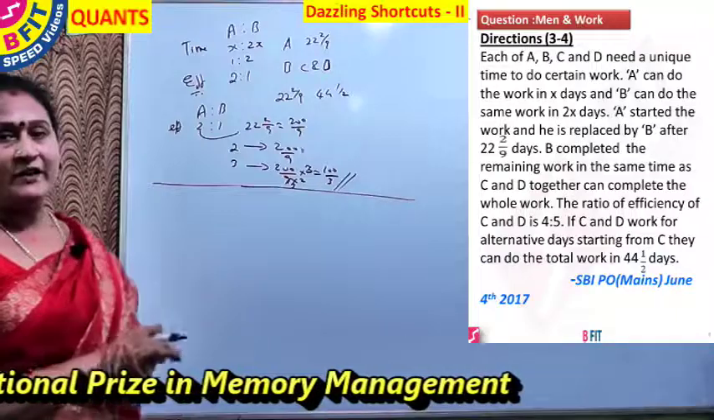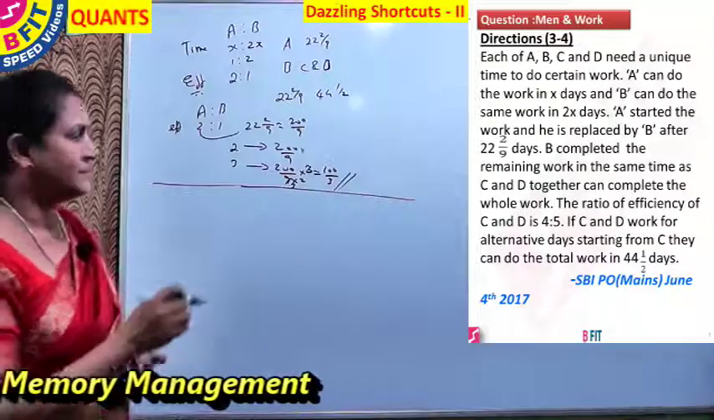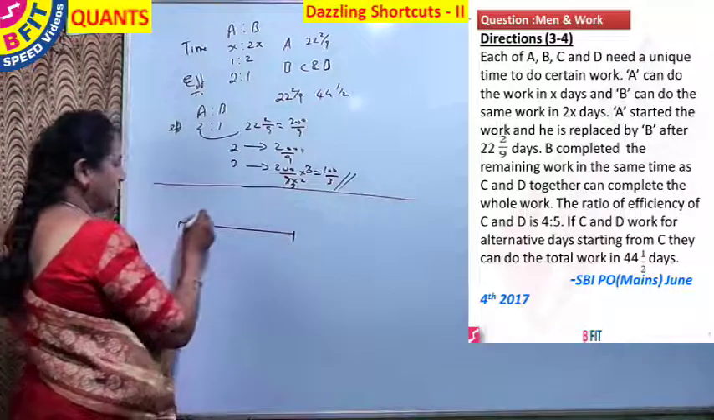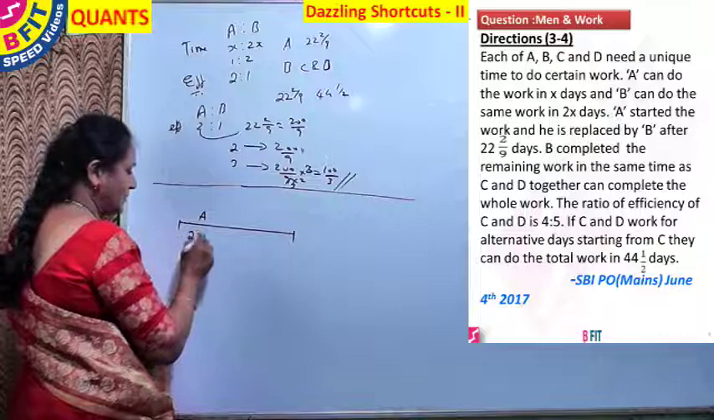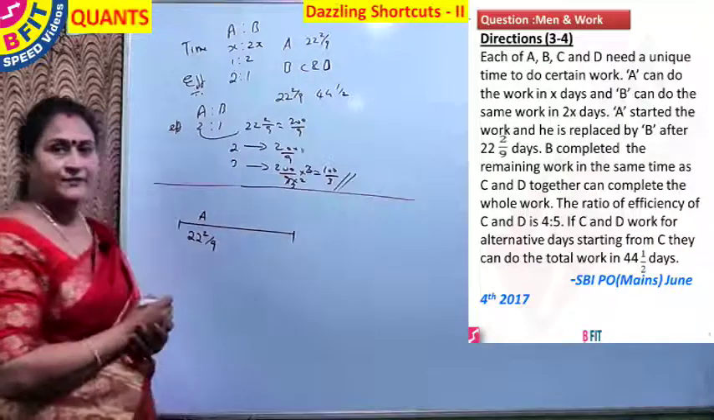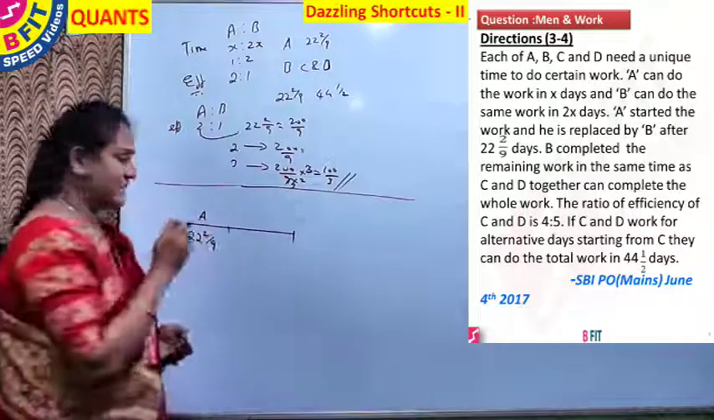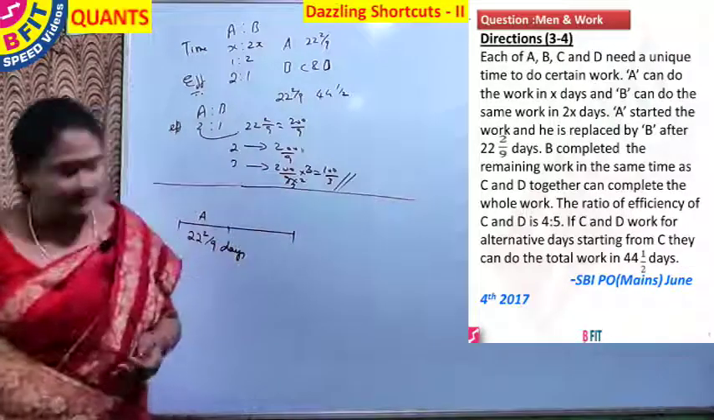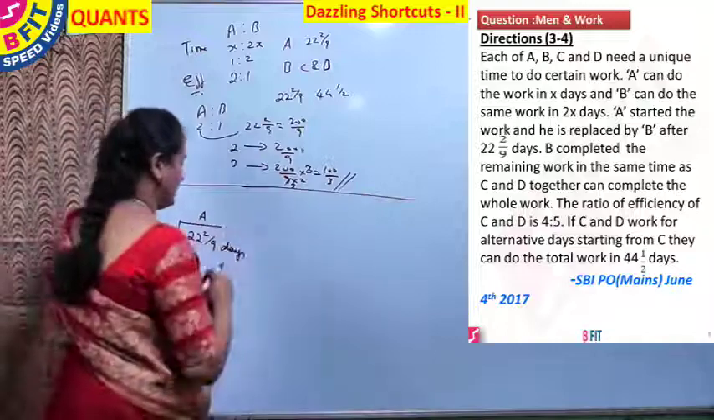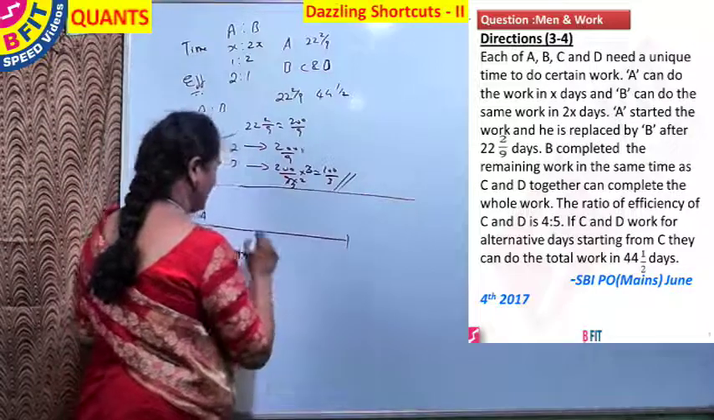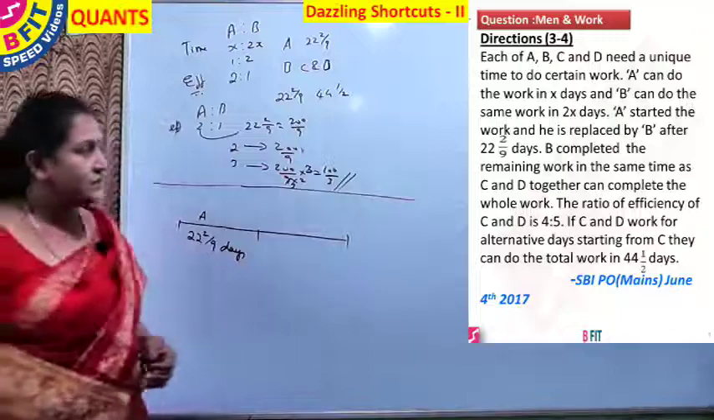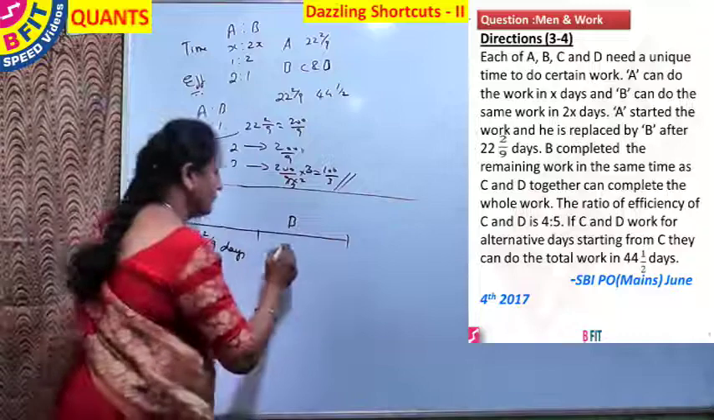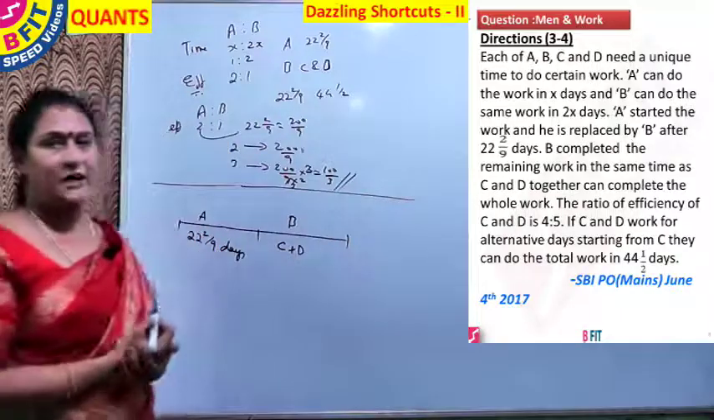A started the work, he works for 22 2/9 days. Suppose the whole work is this. A works for 22 2/9 days, say this part of the work is done. This is days. And the remaining work is done by B in the time taken by C and D working together.